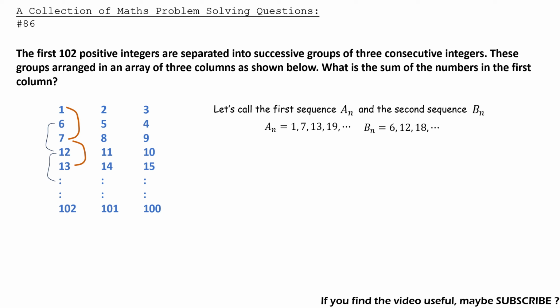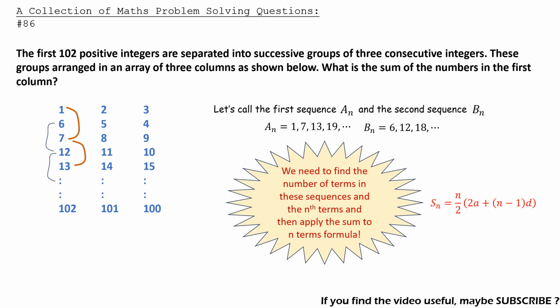The 2 sequences, I've named them. Let me call the first one An, which is 1, 7, 13, 19. The second sequence is Bn, which is 6, 12, 18, and so on. What we're going to do is find the sum to n terms in each of these sequences and then add them up. To find the sum to n terms, we have to find what n is, so we have to know what the nth term of the sequence is. That's what we will try to work out.